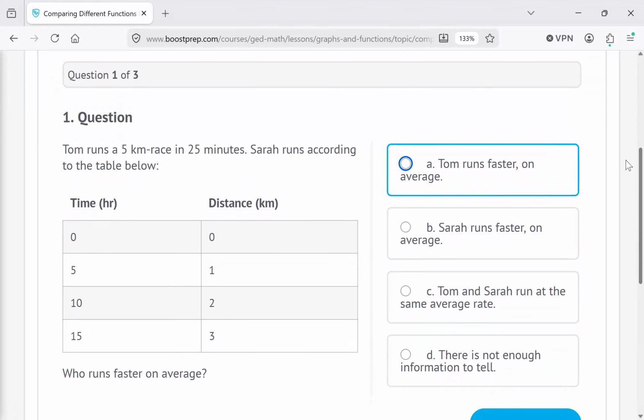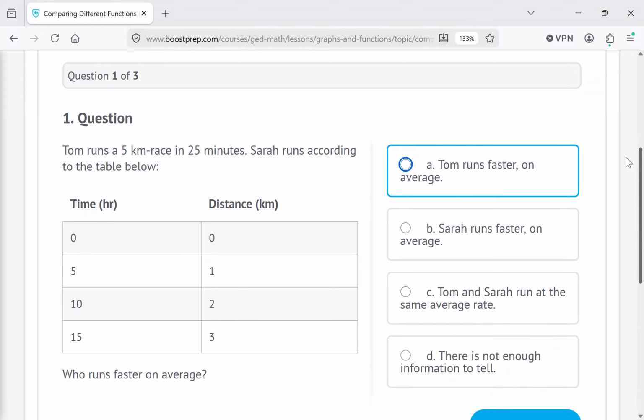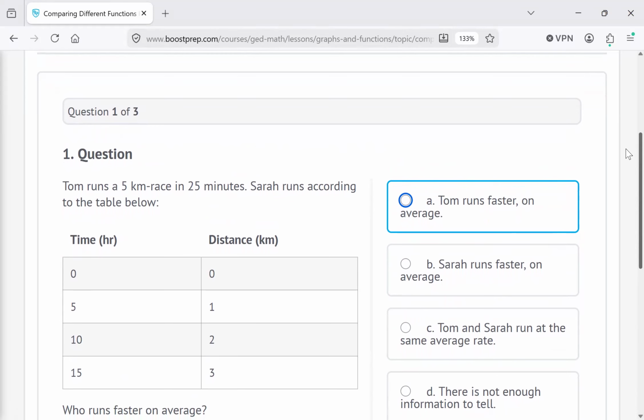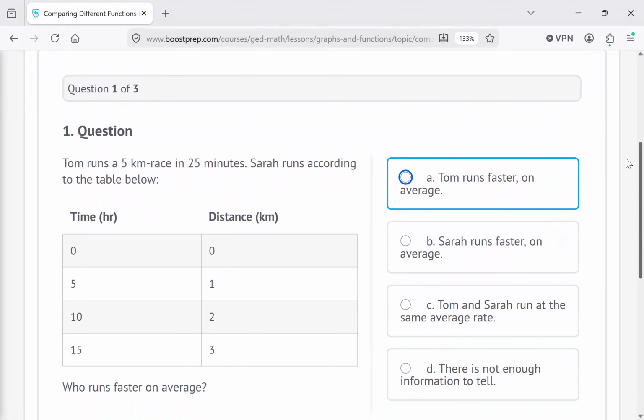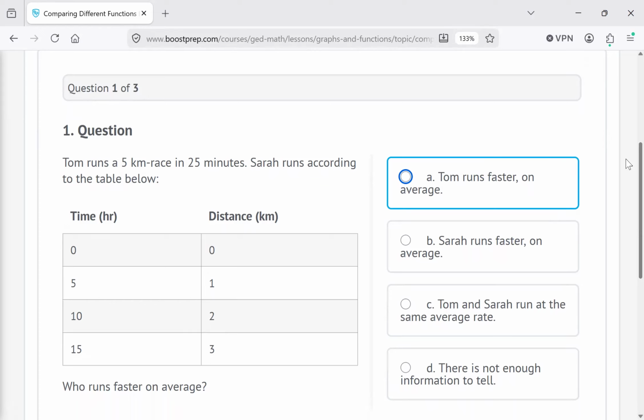So question one, here we have a table with a time column and a distance column. Number one says Tom runs a 5 kilometer race in 25 minutes. Sarah runs according to the table. So this is Sarah's table.